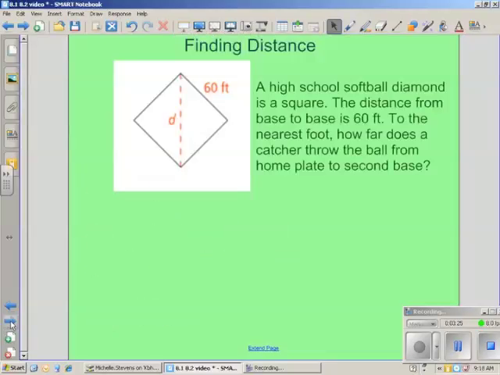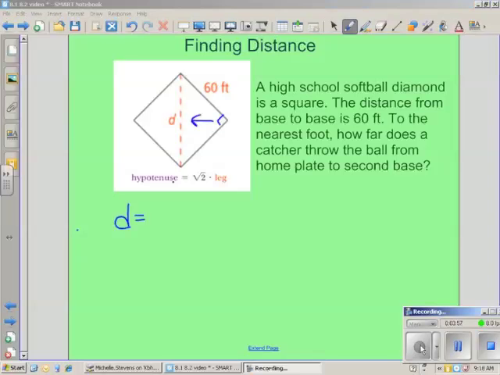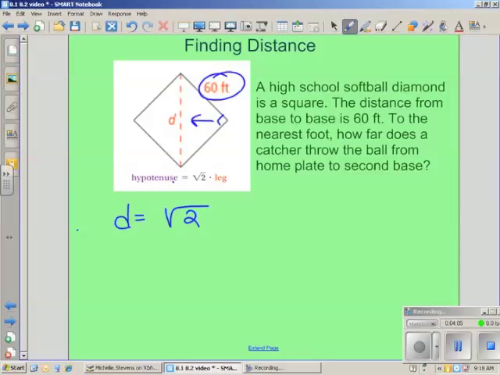All right, finding the distance. A high school softball diamond is a square. The distance from base to base is 60 feet. To the nearest foot, how far does a catcher throw the ball from home plate to second base? So we are looking for this distance here. Because this is a square, we know this will be our 90 degree. So the way we'd set up, we're looking for d, which is the hypotenuse. It sits directly across the 90 degree. And we know that the hypotenuse equals radical 2 times the leg. So radical 2, and the leg is 60 feet.